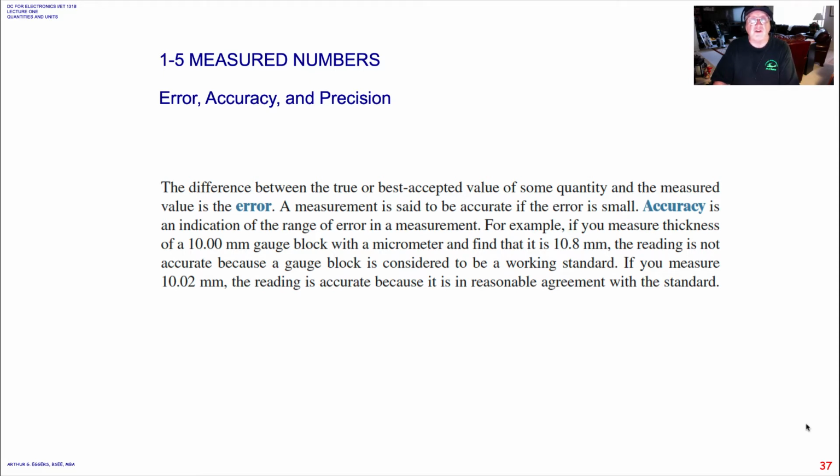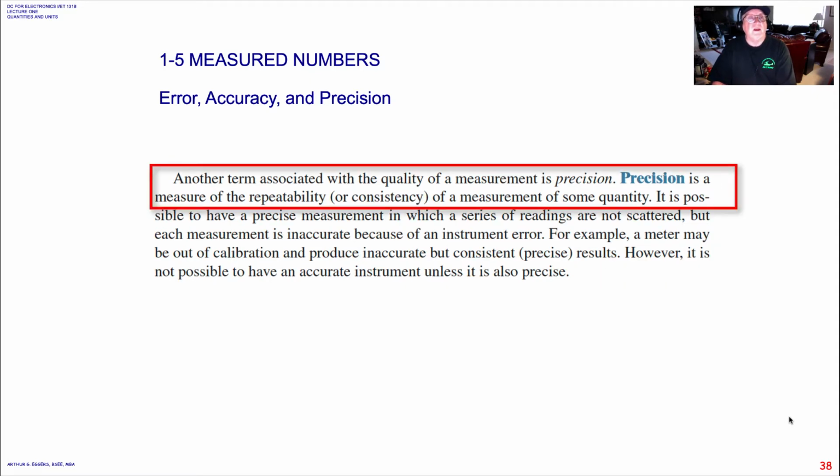You just have to determine that, and we're going to see some of that when we look at measuring things like resistors, and we're going to look at how they are coded so that you can determine what the accuracy in fact is. Another term associated with the quality of measurement then is precision. Precision is a measure of the repeatability or consistency of a measurement of some quantity.